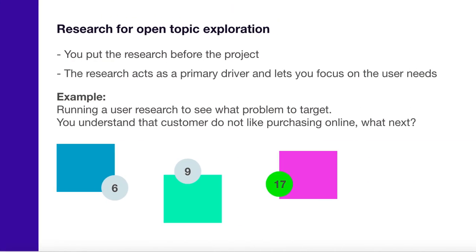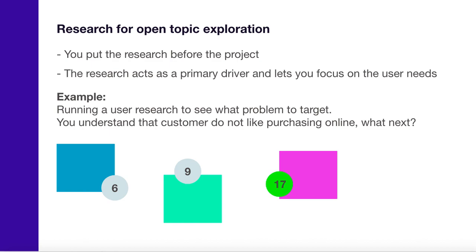So the very first situation in which you can apply qualitative research is for open topic exploration. Let's go first to an example and then we can understand what open topic exploration using qualitative research is. Let's say that you have an online purchasing application or website, and you know now that customers do not like purchasing online. So what are you going to do next about it? Are you going to assume why they don't like purchasing online on your website, or are you going to try to go and identify the problem?